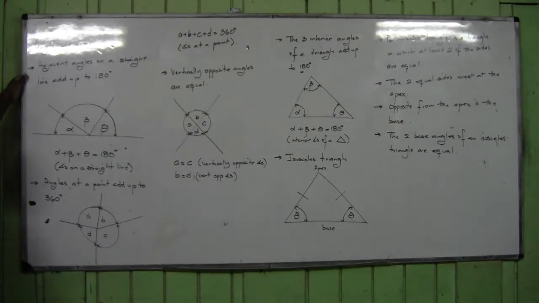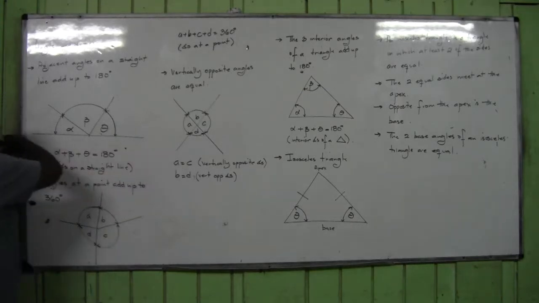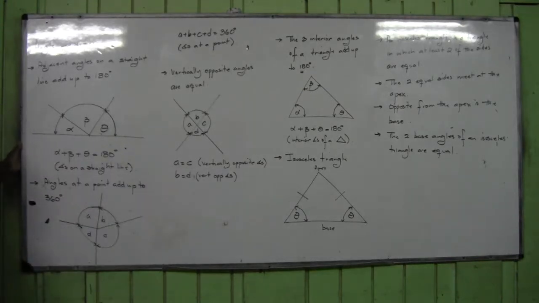1. Adjacent angles on a straight line add up to 180 degrees. So if you look at this, it looks like these three angles meet. And when the three angles meet, they form a straight line. Now the three angles meet at the same point, so we can say that the three angles have the same vertex.